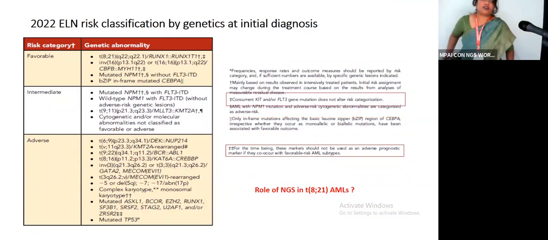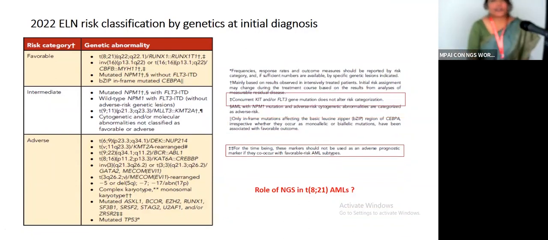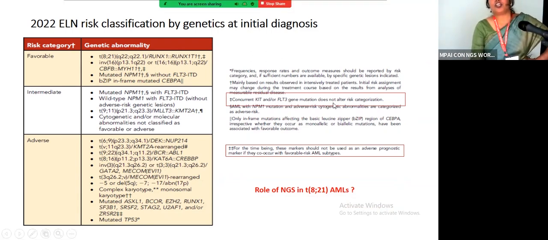So now if you go to the 2022 ELN guidelines, it says that concomitant KIT and FLT3 gene mutation does not alter risk stratification in case of translocation 8;21. Okay, so that should mean that we need not do NGS, whatever comes, it's not going to affect our risk prognostication. The treatment remains the same. The patient will get a 3+7 followed by either... Why should I invest money?